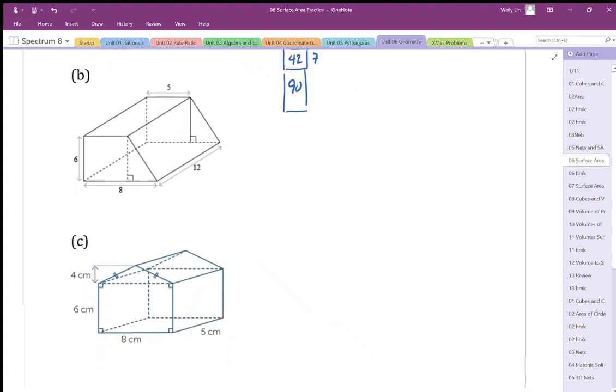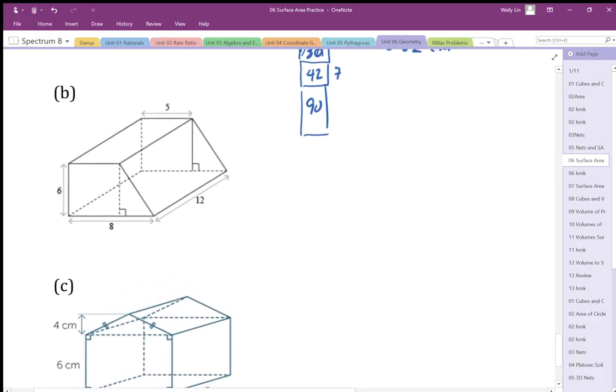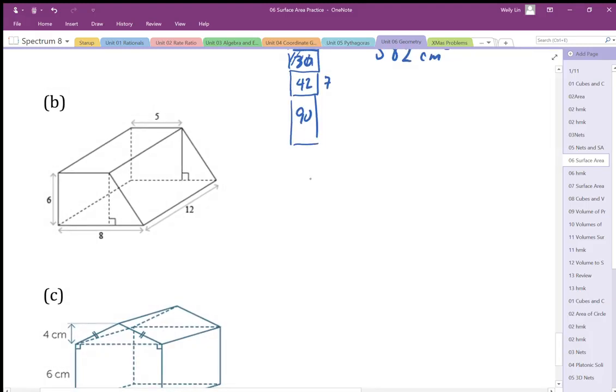So the last two problems here, we're going to draw the nets for these again. So there are 1, 2, 3, 4, 5, 6 surfaces here. So I'm going to have my big surface here. And I'm just going to maybe move this a little bit out of the way over here.